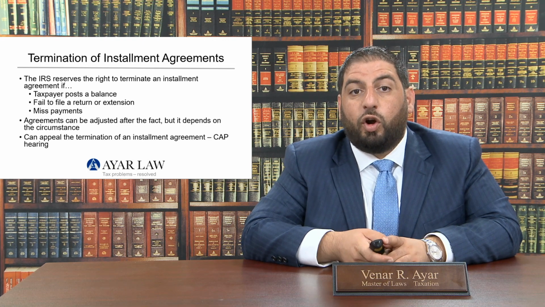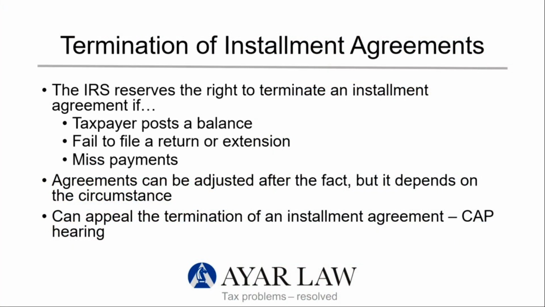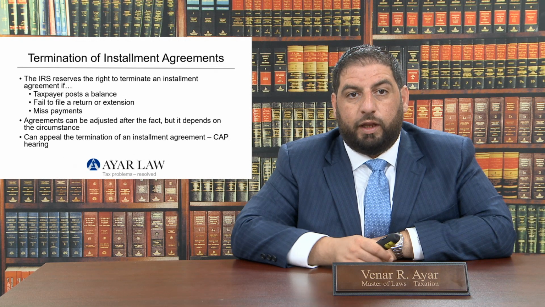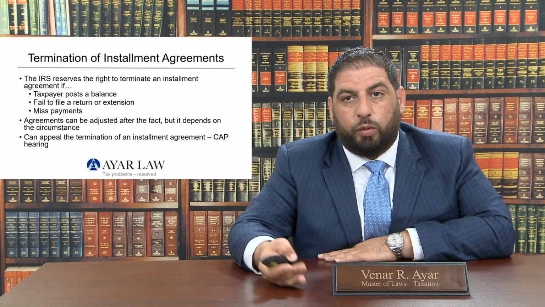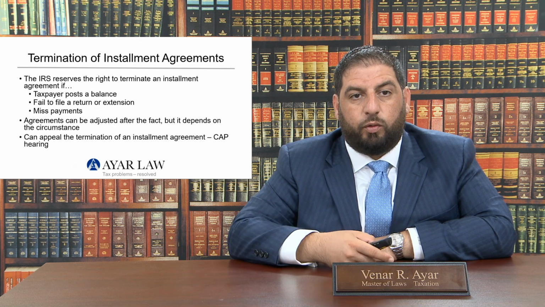Now, the IRS can terminate an installment agreement if you post a new balance, if you fail to file a required return, or you miss a payment. It also can be terminated for none of those reasons, especially if it's a partial pay installment agreement. Every 2 years, they'll require you to do financials again, and if they determine you can pay more, they'll terminate your installment agreement and require a new one.